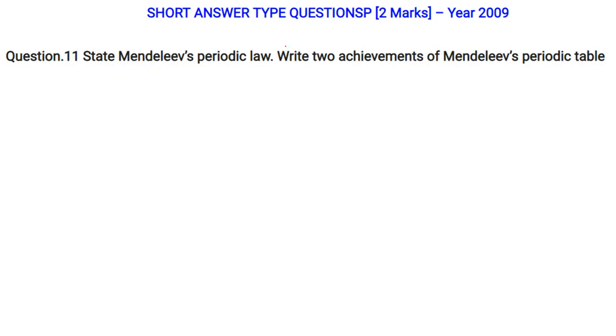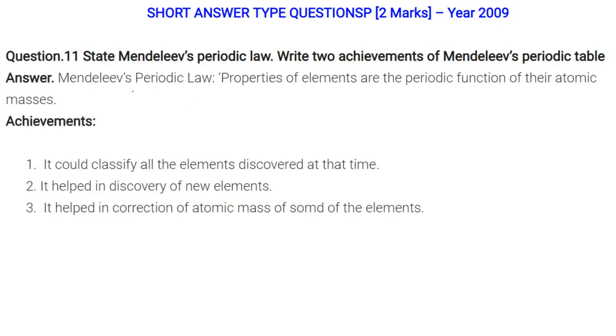State Mendeleev's periodic law. Write the achievements of Mendeleev's periodic law. So Mendeleev's periodic law is simple. It is based on the atomic masses. You can say it like this: properties of elements are the periodic function of their atomic masses. What are the achievements? These were all the basic building blocks of what we have today. It could classify all the elements discovered at that time. It helped in the discovery of new elements, and it helped in the correction of atomic masses of some of the elements.